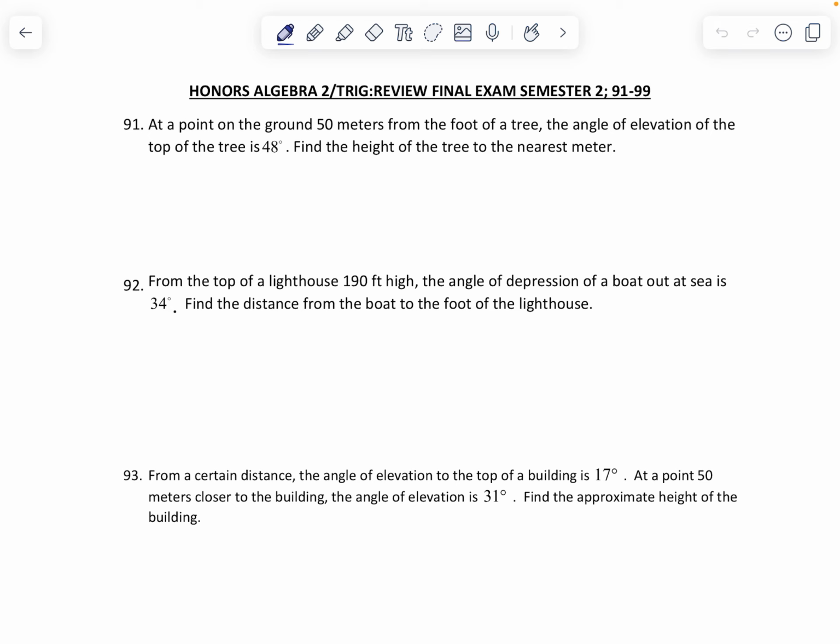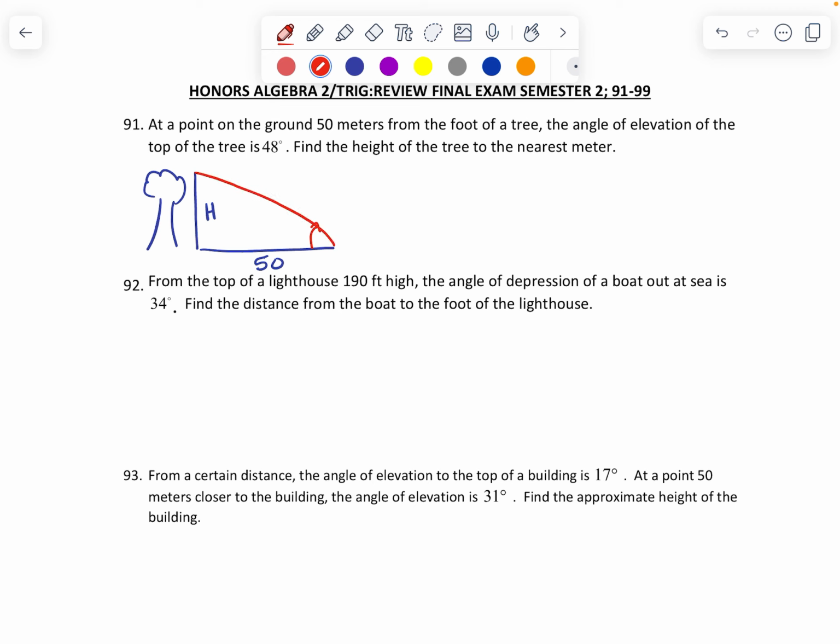So if this is your tree right here, it's a blue tree, okay? And it says that you want to find the height of the tree. So I'm looking for the height of the tree, so I need to find this H, right? And it says 50 meters from the foot of the tree, so this is going to be your 50. And it says the angle of elevation to the top of the tree is 48. So the angle of elevation is going to be looking up to the top of the tree. So that's going to be this guy right there. It doesn't even look like a triangle. So this is 48 degrees, okay? And you can assume that this is a 90 unless I tell you that the tree is lopsided.